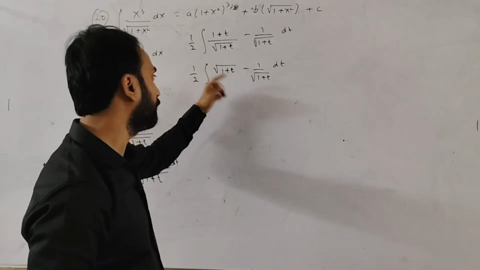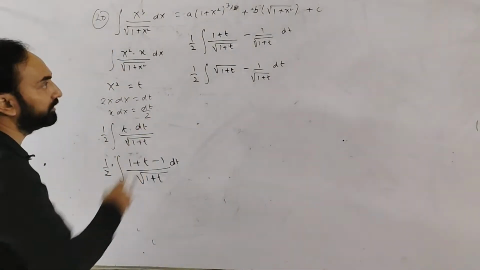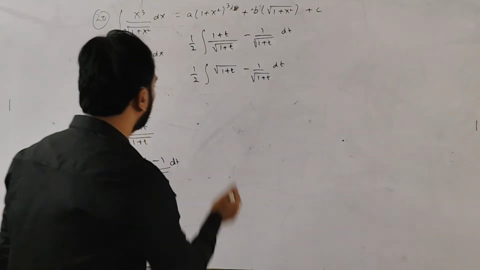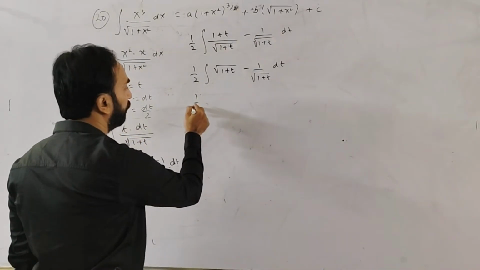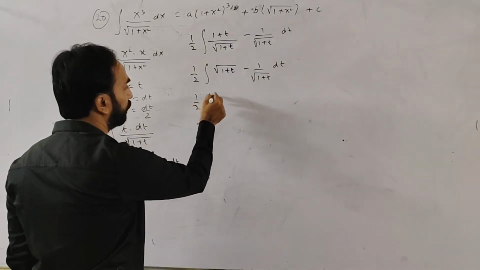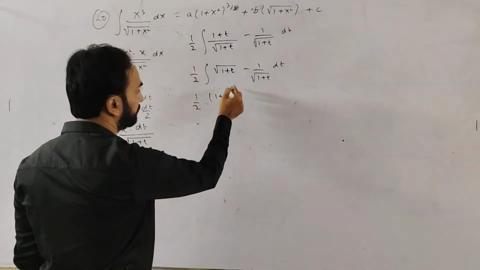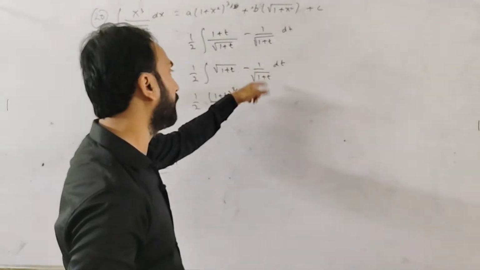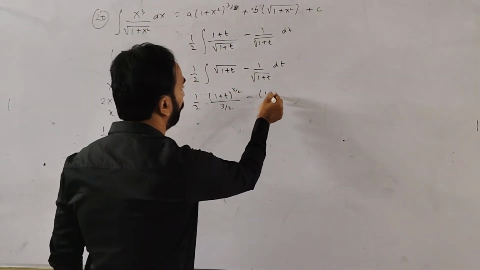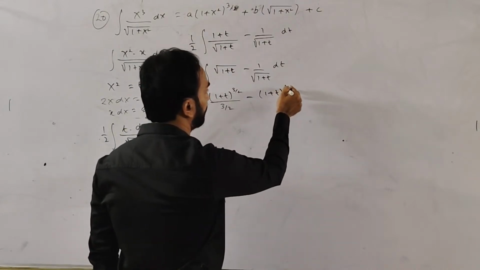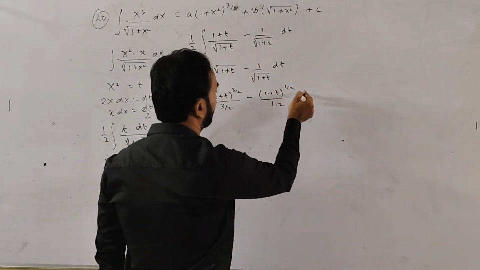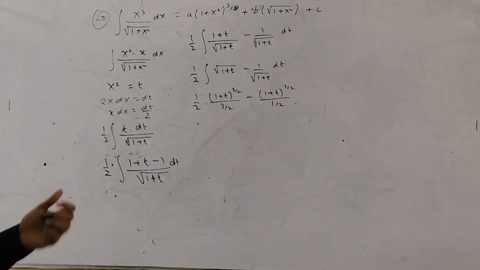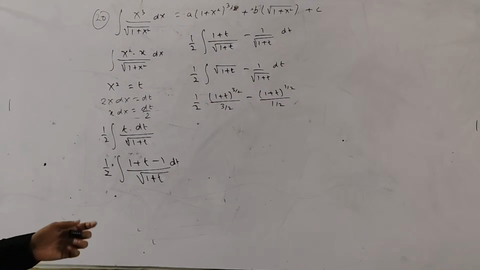If you take 1 plus t equal to u, then you get u to the power half plus 1 with half plus 1 in the denominator. But we will do it directly. We can write 1 by 2, and this will become 1 plus t to the power half plus 1, which is 3 by 2, and in the denominator also it is 3 by 2. Similarly, the other term will become minus half plus 1, which is half, so 1 plus t to the power half divided by half.